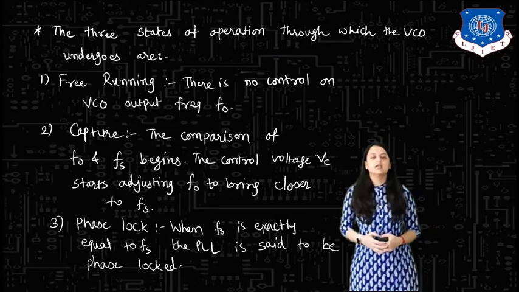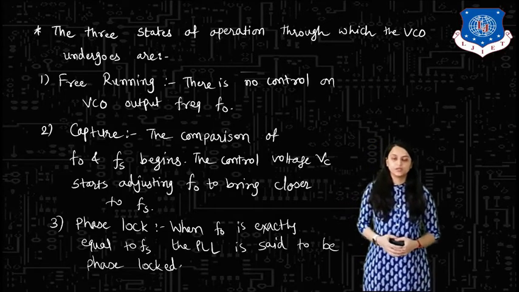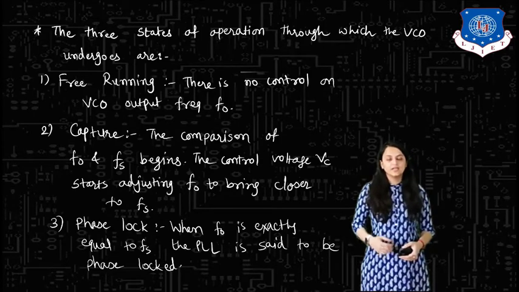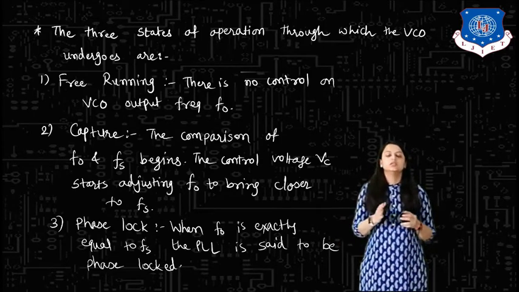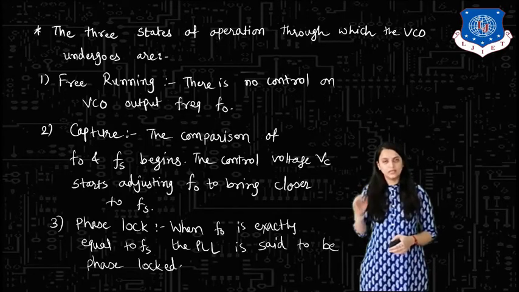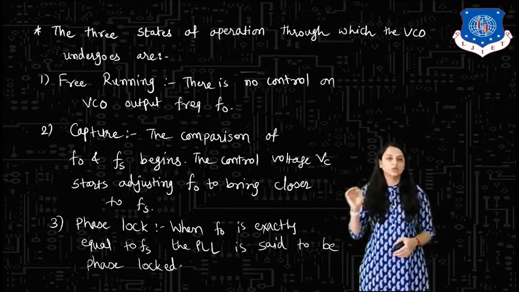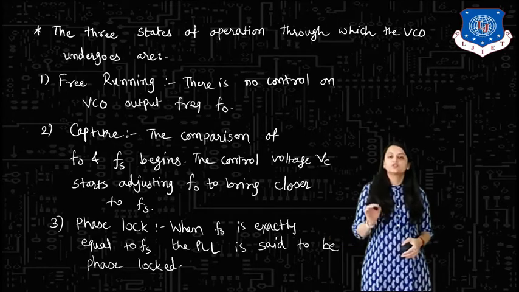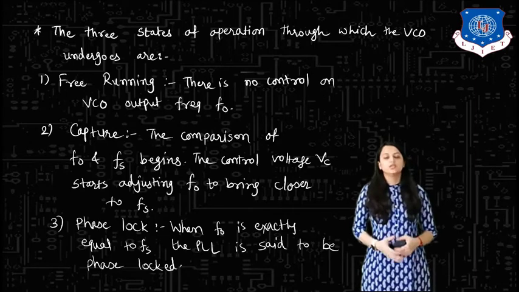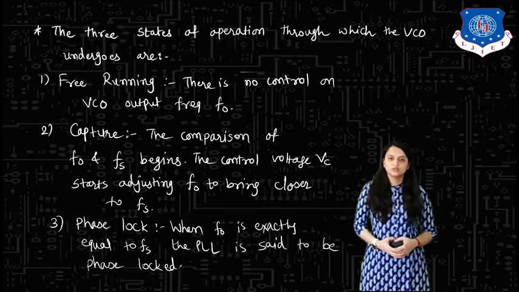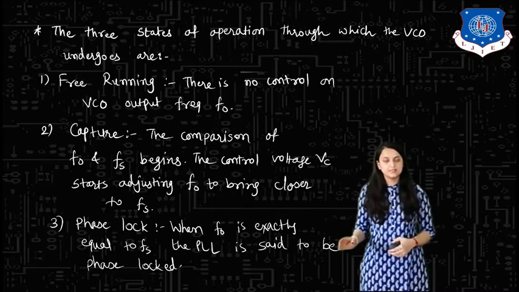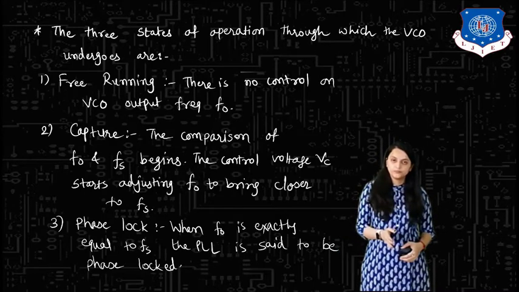And the third state is the phase lock state, when FO, that is the output frequency, is exactly equal to FS. The PLL is said to be phase locked. That means at that stage when output is exactly equal to input, the phase is locked. So these are the 3 states of operation through which the VCO undergoes: free-running state, capture state, and phase lock state.